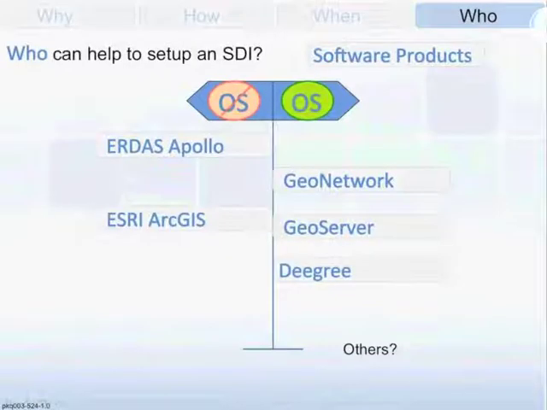Who can help us to set up this spatial data infrastructure compliant with these guidelines? There are several software products that can be used. Commercial products such as Hexagon Apollo or Esri ArcGIS, or several also open source software such as GeoNetwork, GeoServer, deegree, but there are many others. So these are the basic concepts of spatial data infrastructure.